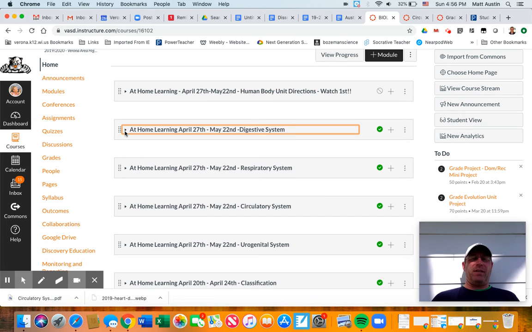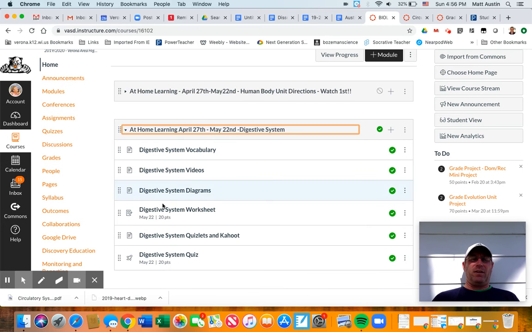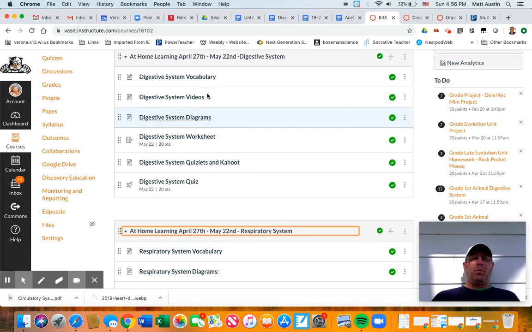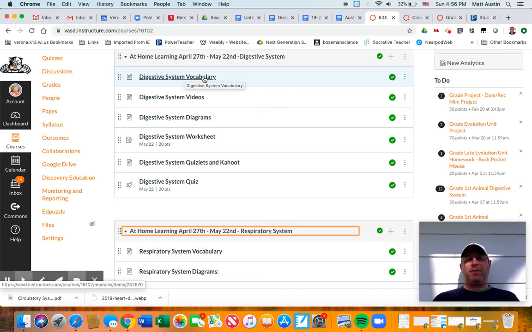Each system is set up the exact same way, so I'm going to show you what that looks like between these two systems here. We're set up first with vocabulary words. This is the vocabulary that we want you to be learning about inside the system. Then we've got videos for that system. We've also got some diagrams that will help you.